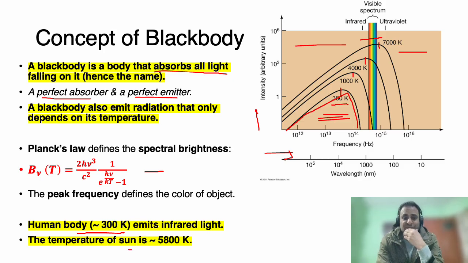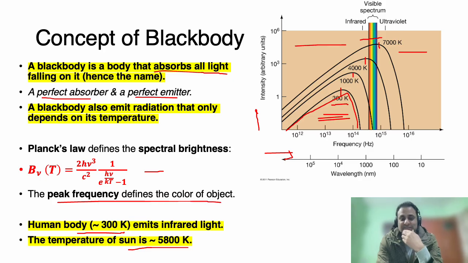And the temperature of our sun is nearly 6000 Kelvin. So the peak should be exactly in the visible spectrum, so we can see our sun. So this is the concept of a black body. And keep in mind that the peak frequency of this black body spectrum actually defines the color of an object.